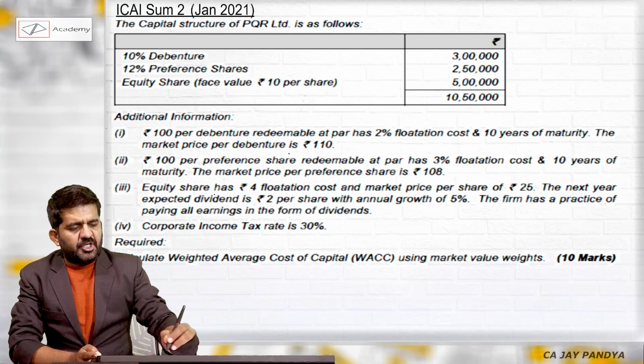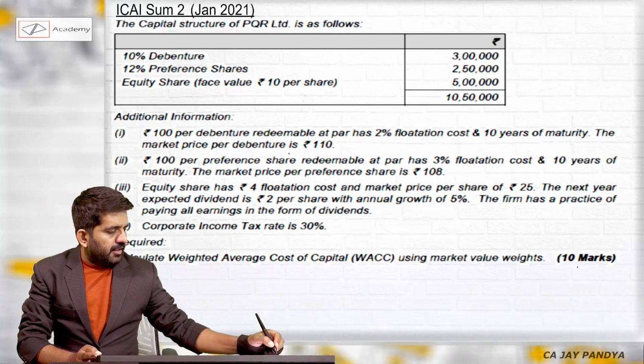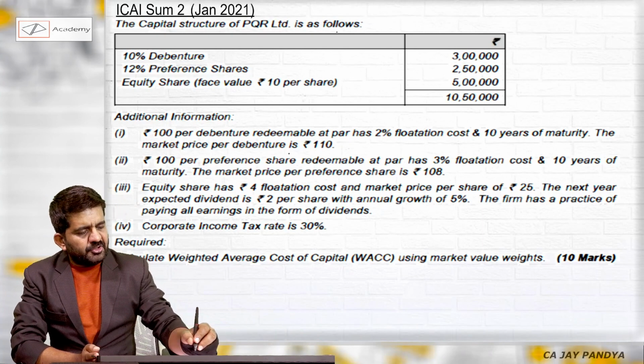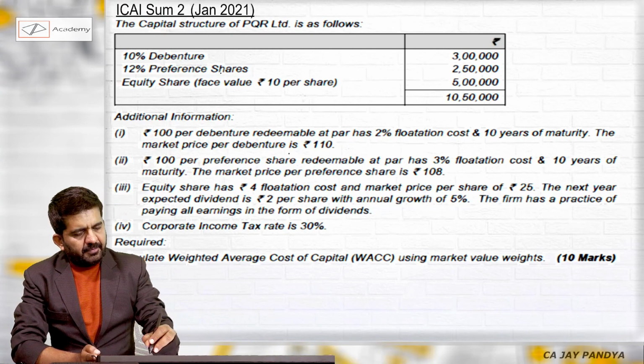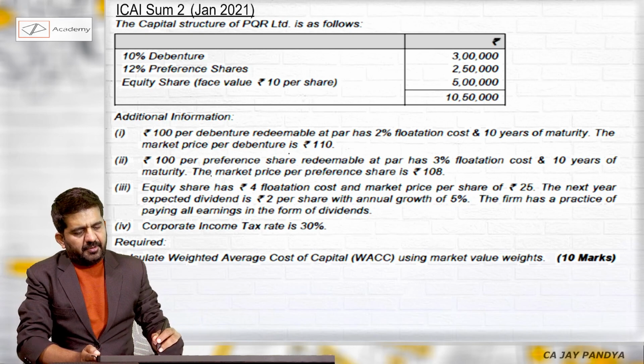ICAI sum number 2, January 2021. This was asked for 10 marks. The capital structure of PQR Limited is as follows: 10% debentures, 12% preference shares, and equity share capital is given.